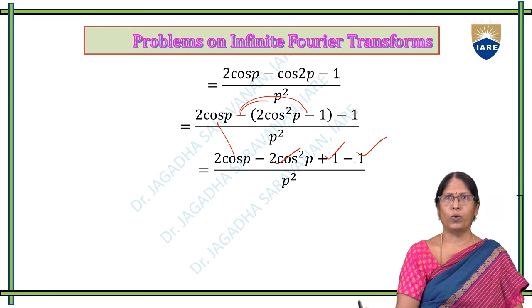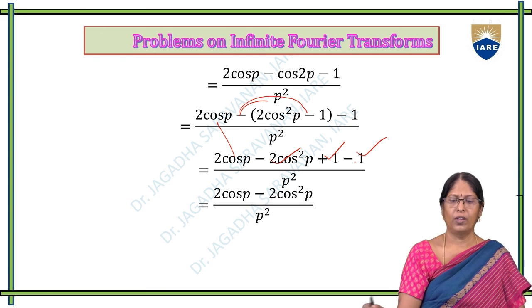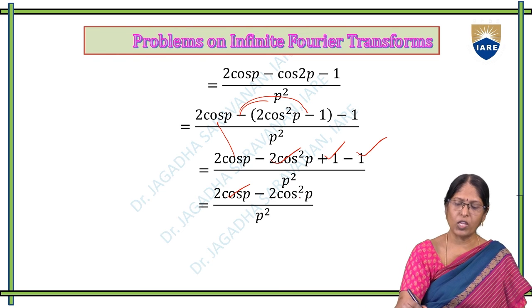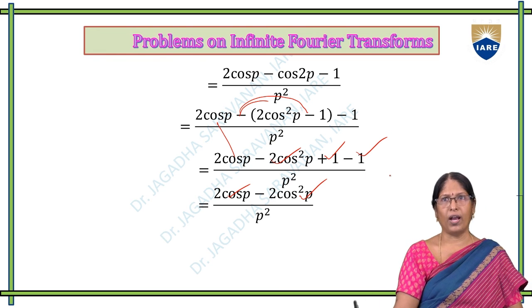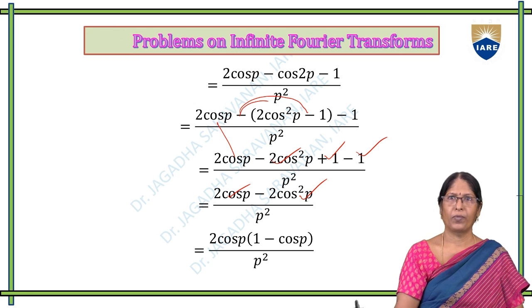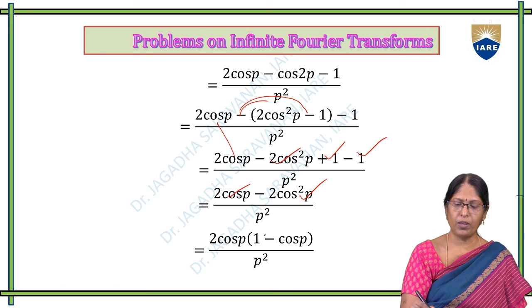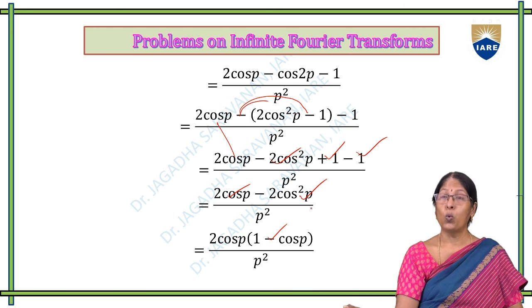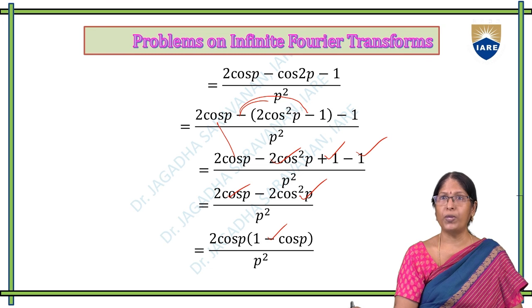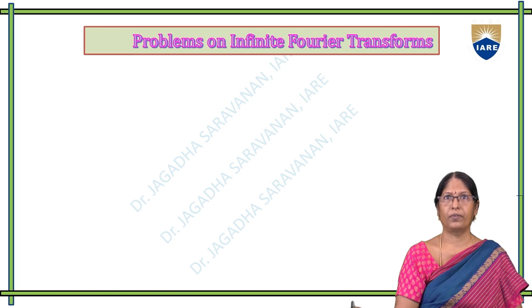Plus 1 minus 1 getting cancelled. So 2 cos p minus 2 cos square p divided by p square. 2 cos p is common, we have taken outside. So 2 cos p of 1 minus cos p divided by p square is the result we obtained.